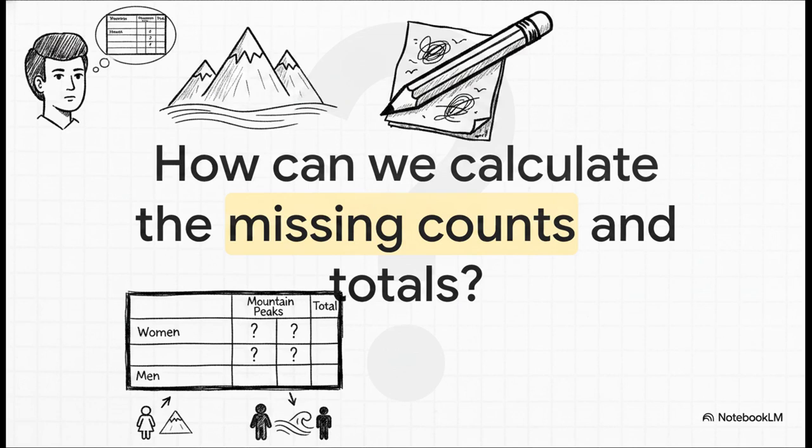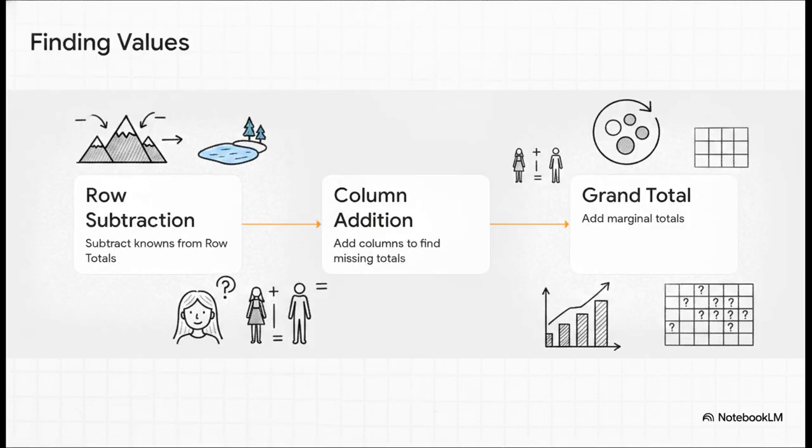Which brings us to our first pause check. I want you to pause this explainer right now. Grab some scratch paper and use the values we already know to solve for those blank spaces. How many women prefer mountain peaks? How many men prefer the coastline if we know 16 men do? Try to fill in the whole grid. Go ahead, I'll wait. All right, welcome back.